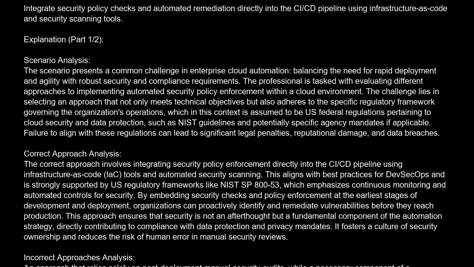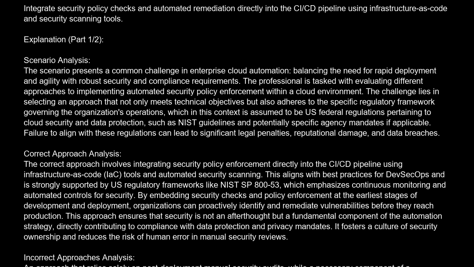The correct answer is B. Integrate security policy checks and automated remediation directly into the CI/CD pipeline using infrastructure as code and security scanning tools. Explanation: scenario analysis. The scenario presents a common challenge in enterprise cloud automation, balancing the need for rapid deployment and agility with robust security and compliance requirements.